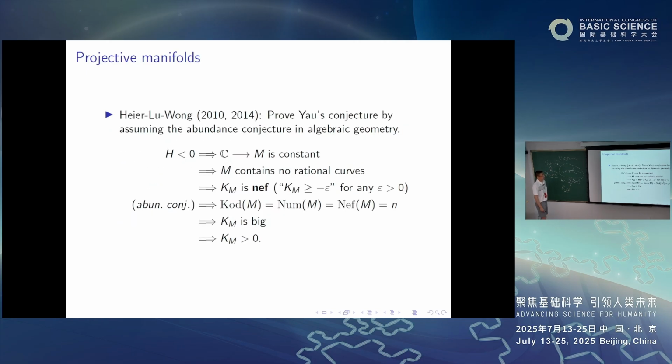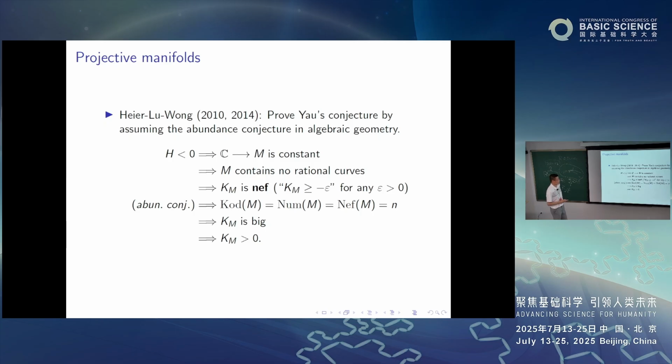Then we have this paper of Heier and Wong. In my view, it is very enlightening and inspiring. They prove the Yau conjecture by assuming the abundance conjecture. So at least they convinced me that Professor Yau's conjecture should be true. And of course, Yau is always confident with his own conjecture. So, all right. What's the argument?